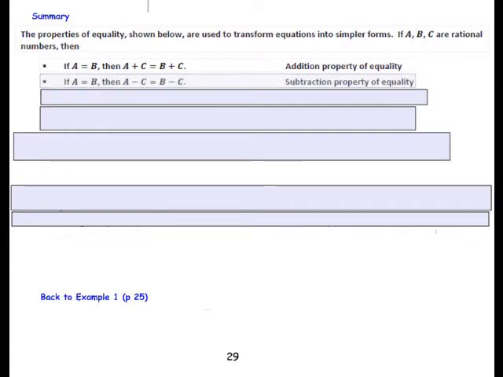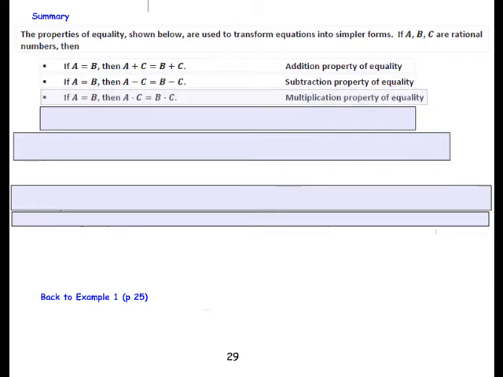Also, if A equals B, then A minus C equals B minus C. This is called the subtraction property of equality. When you start out with a statement that is true and equal, and you subtract the same number from the left and the right, it remains equal. Next, if A equals B, then A times C equals B times C. This is the multiplication property of equality. If you multiply both sides of the equation by the same number, it remains equal.